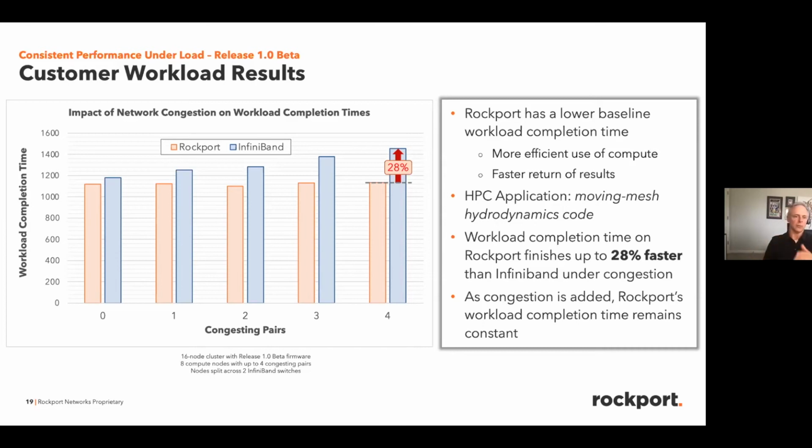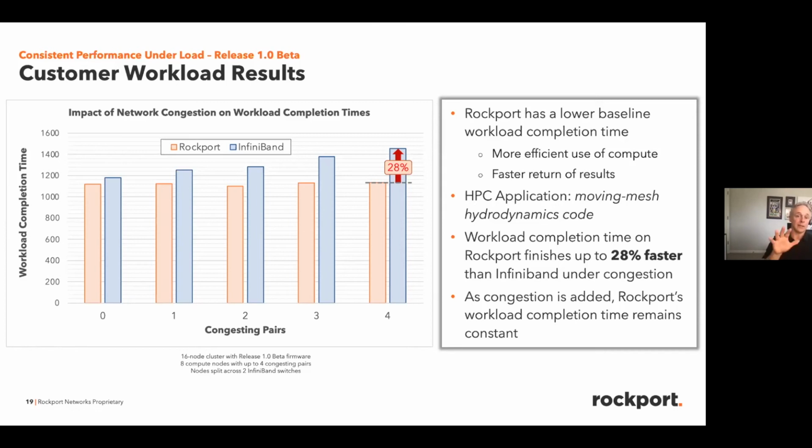The one on the far left is where we ran the application on Rockport, and we ran the application on InfiniBand, just straight up, just 8 nodes doing the application. The one on the far right is where we ran 8 nodes running the application, and 8 nodes sending traffic, basically being congestors. So 4 pairs that are sending congestion across that network. In that environment, the Rockport network finished the application code run 28% faster.